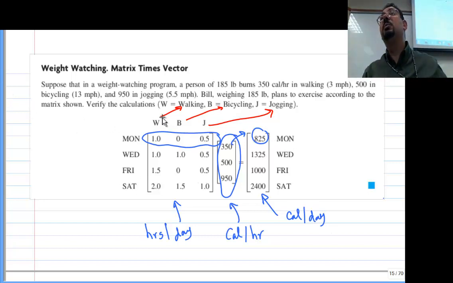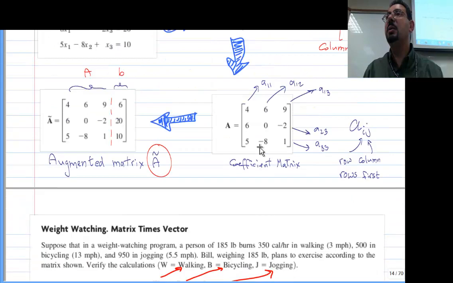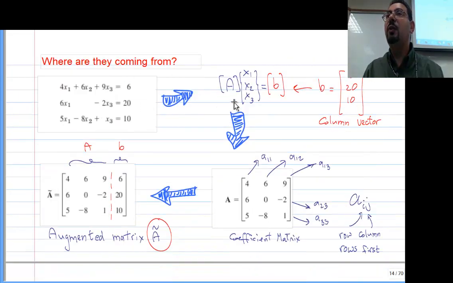And this is how many calories per hour: 350 for biking, 500 for walking, and 950 for jogging. If I multiply that row by that column, I get 825: 1 times 350 plus 0.5 times 950 is 825. That's how many calories I spend on Monday. That's how we multiply matrices, rows by columns. I'll spend more time on this later. But the point is, multiplying this matrix by another one gives you something you want. Same thing here: if you multiply A by X, you should get B, meaning x1 times 4 plus x2 times 6 plus x3 times 9 should give you 6. That's the first equation.